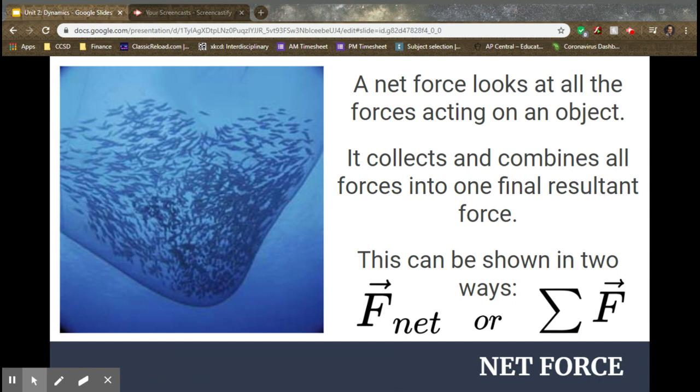Keep in mind, the units for force are newtons. The units for force are newtons. They get their own set of units, okay?